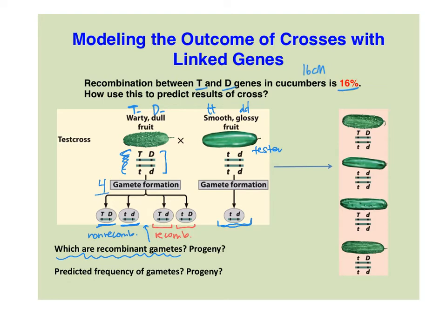Well, if we know which ones are the recombinant gametes, we should also be able to find the recombinant progeny. So let's look at the progeny on the right-hand side here. Which progeny contain this big T, little d, or little t, big D chromosome?